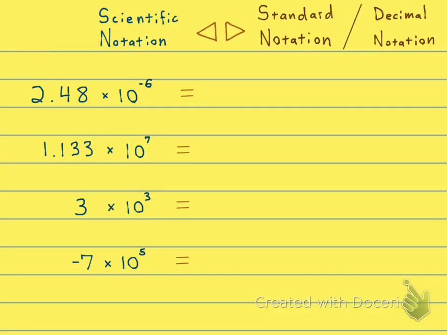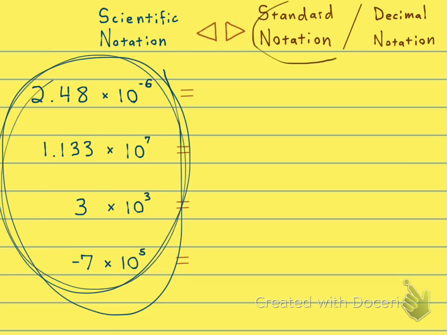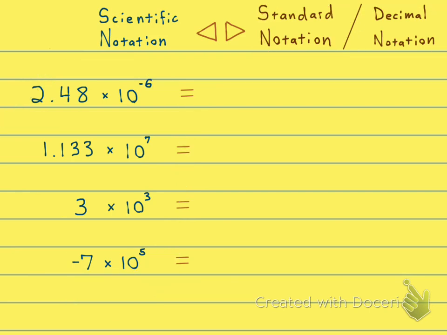We're going to convert these numbers from scientific notation on the left to standard notation on the right. It's also known as decimal notation. You might see that, but that can be a little confusing because, of course, there are sometimes decimals in the scientific notation. So let's look at this one on the top, 2.48 times 10 to the power of negative 6.